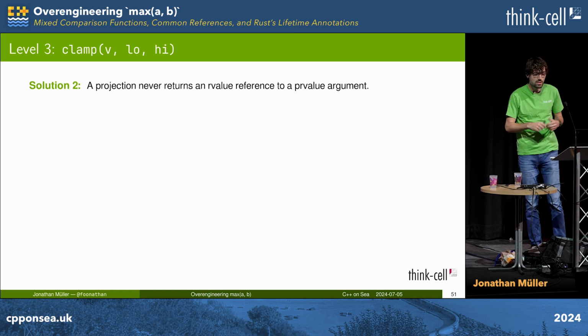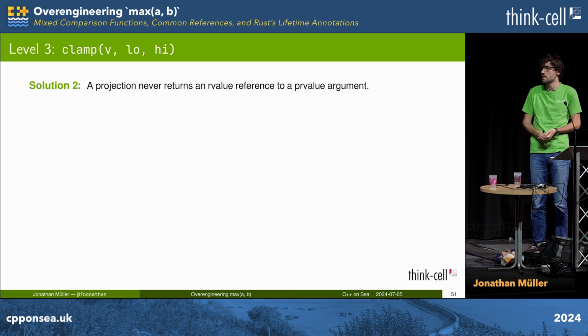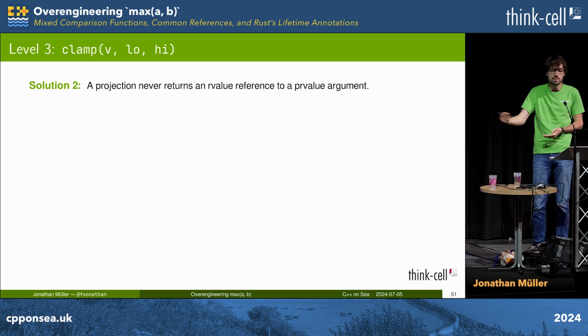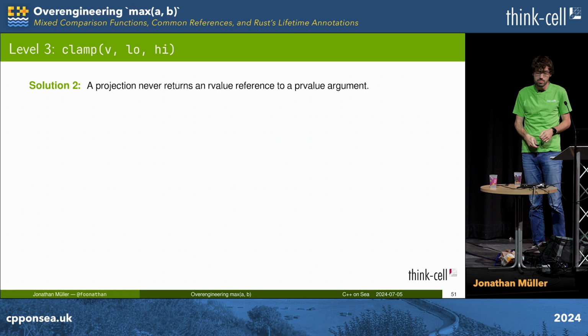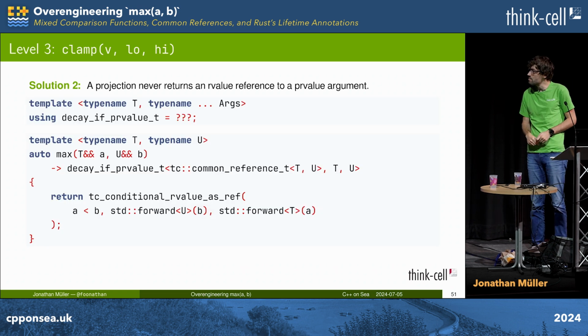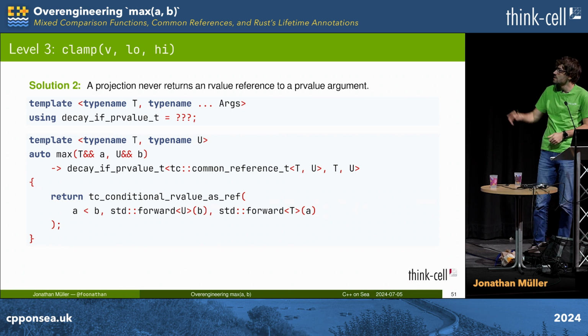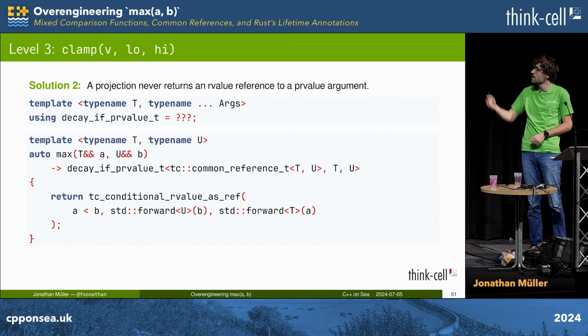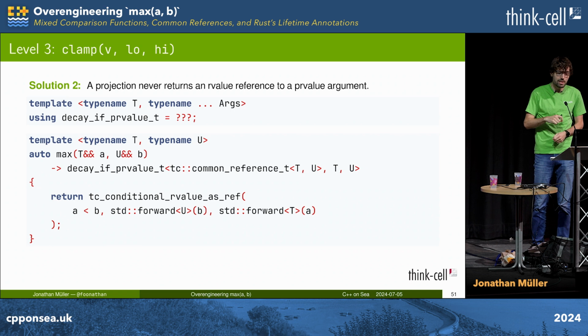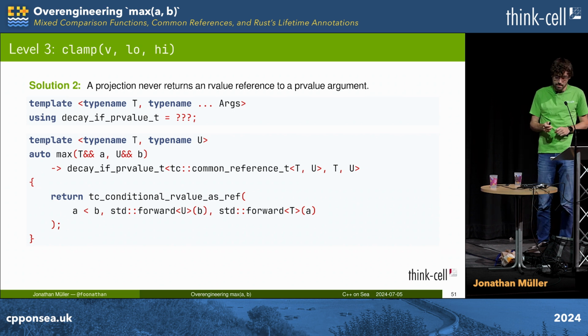That is, a projection never returns an R-value reference to a PR-value argument, because that's the problematic case. If you give me an actual R-value reference, fine, but if it's a PR-value, don't return it. So let's say we have this type trait, decay of PR-value T, which decays our type T if any of the arguments are PR-values. So then we use that as the return type. And we say, if the common reference is an R-value reference and T or U are PR-values, then decay them because it's potentially dangerous. This solution is better. It just has a slight problem. It's not implementable.